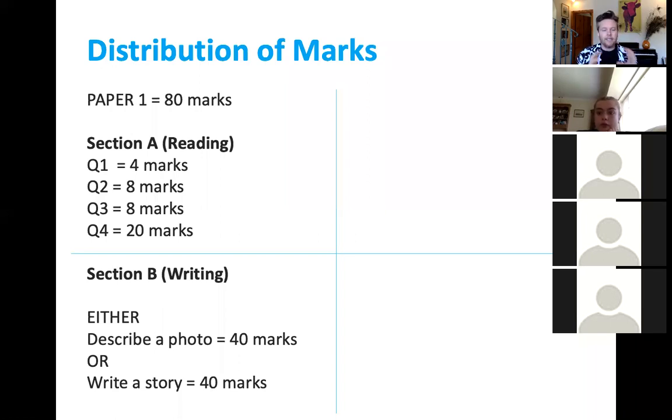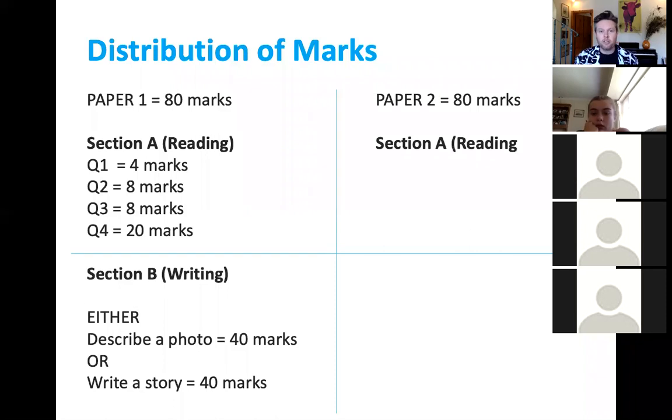And section B is the meaty one. That's 40 marks, and that's a quarter of your whole GCSE grade in one question. So it's really important, and we'll go on to timings, that you split your timings correctly. Paper 2 is a similar structure, really.